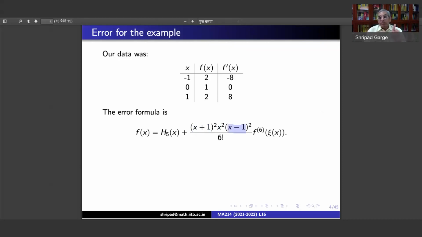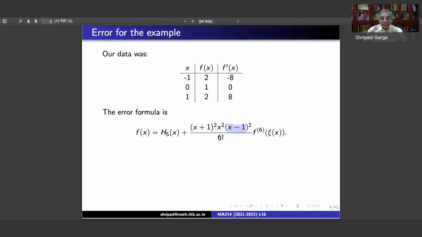N is 2 here because we have 0, 1, 2. So 2n plus 2, that is 6. So we get 6 factorial, sixth derivative of your function at xi x. So now we need to know what the function was.